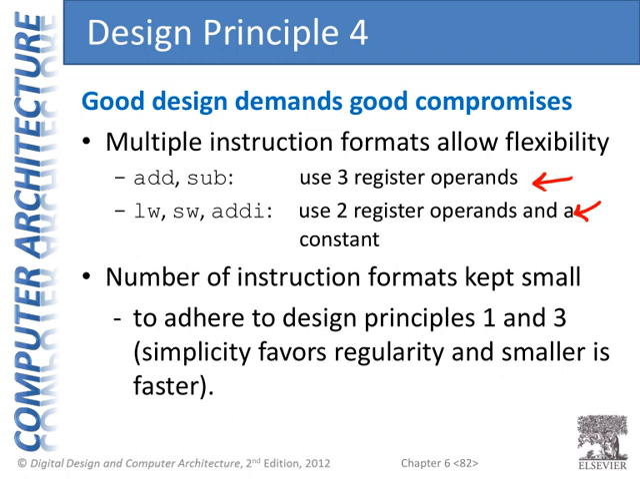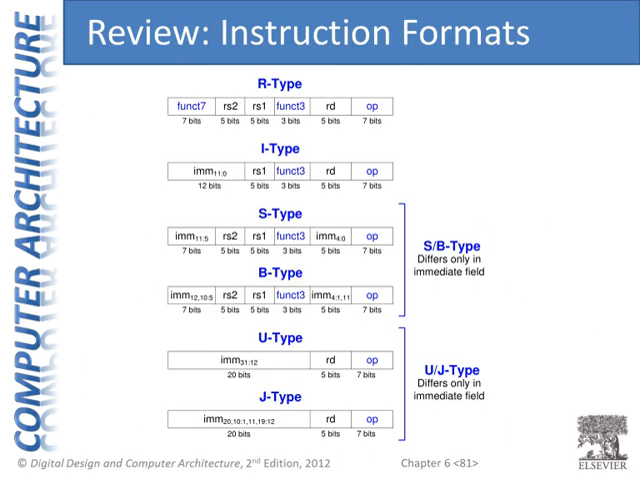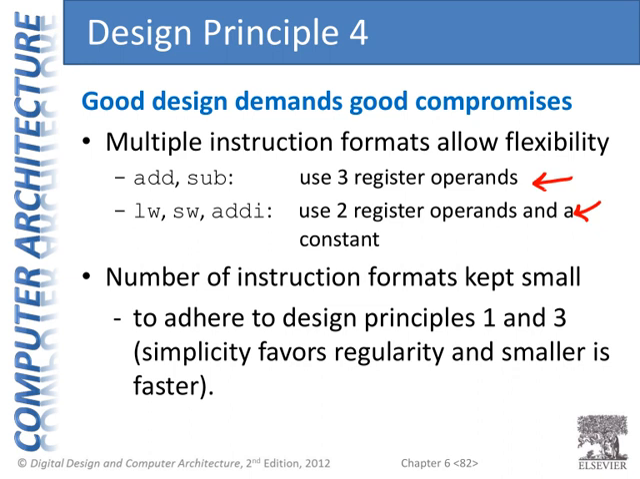And we allow for multiple, in this case really 4 formats: 1, 2, 3, 4. But again, remember, these two variations on each of those treat the immediate field in a different way. Okay, but still we adhere to design principles 1 and 2, simplicity in design favors regularity, and smaller is faster, by keeping the number of instruction formats small. So we don't have 10 instruction formats, we really have 4 with, again, variations on the last 2.